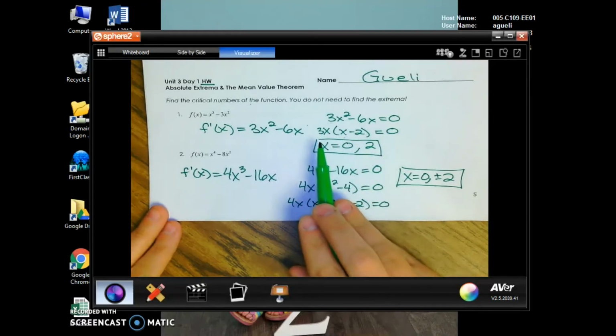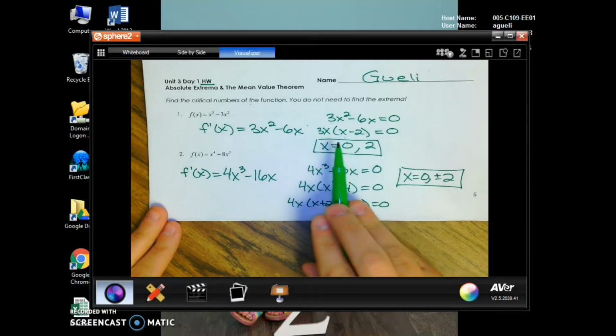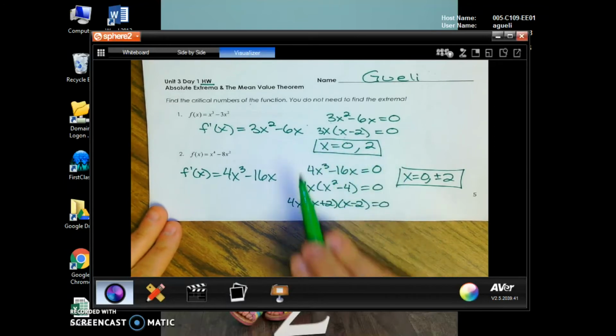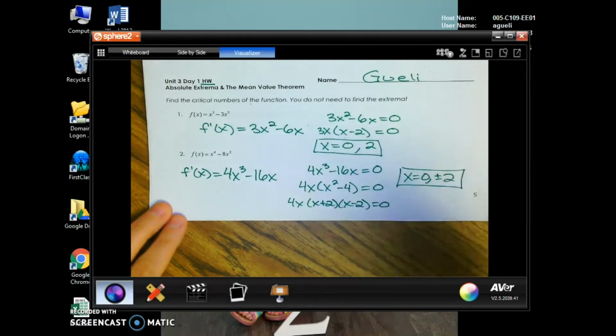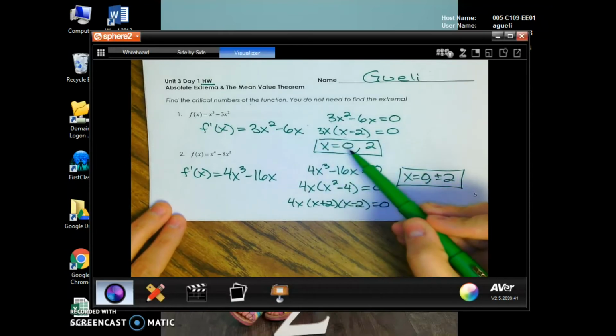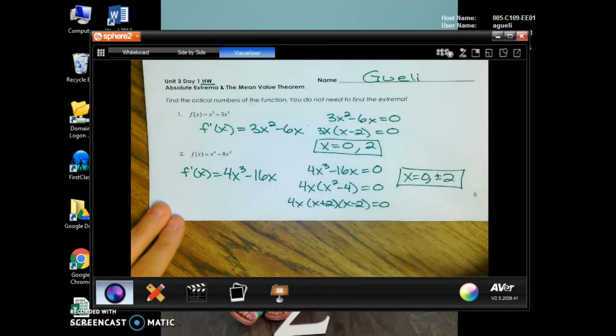Zero product property says anytime you have two things that are multiplied together that equal 0, if either one of them is 0, then you solve. So set that equal to 0, and I get 2.